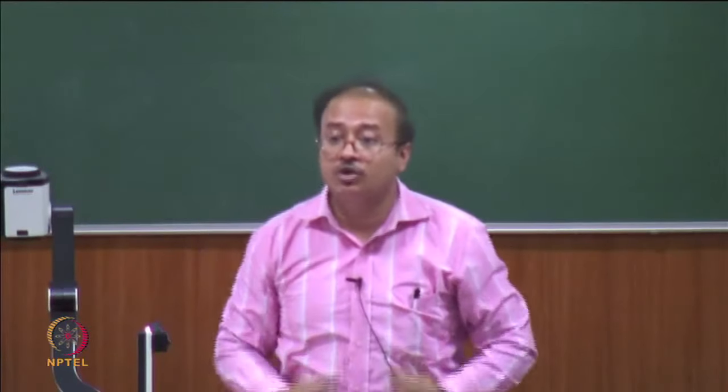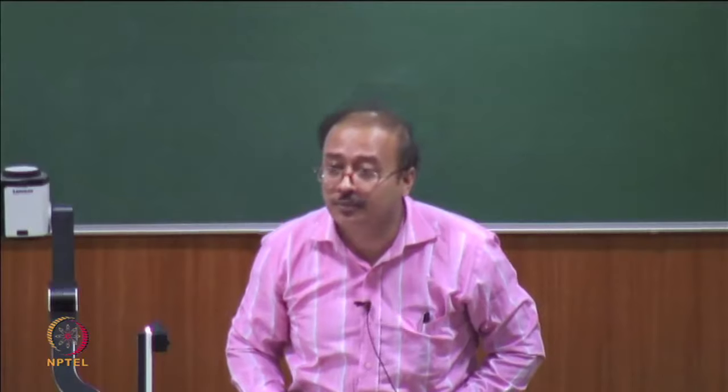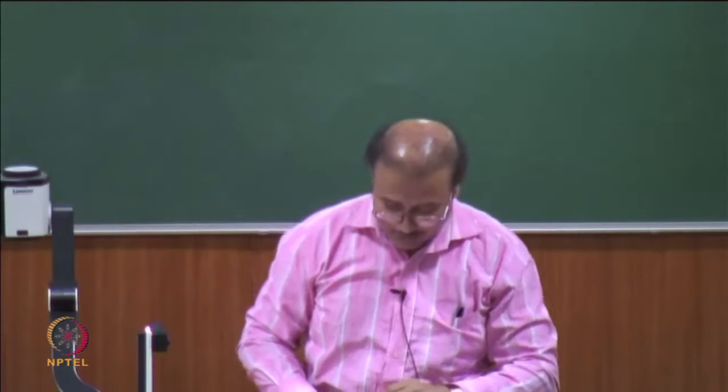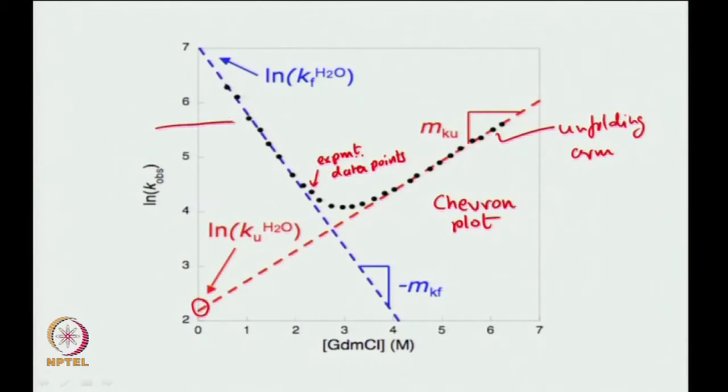Then which arm are you looking at? Are you looking at the unfolding arm or the folding arm? You will be looking at the folding arm, right. So, this one is your folding arm. In the graph you have two essential sites.